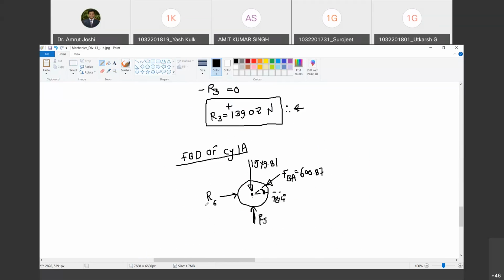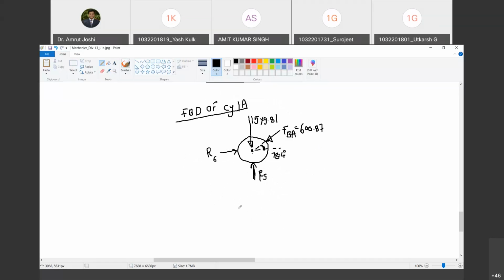So quite simple. I'm sure you will be able to solve this. Please solve this and share its solution with me first, and then I will ask you to share it on the group once I see that it is correct. So calculate R5 and R6. Happy?